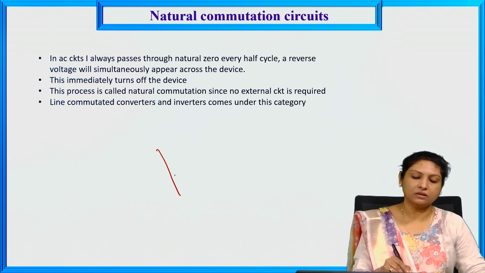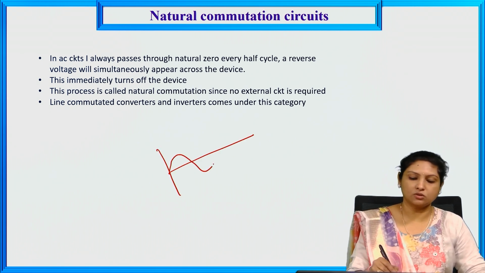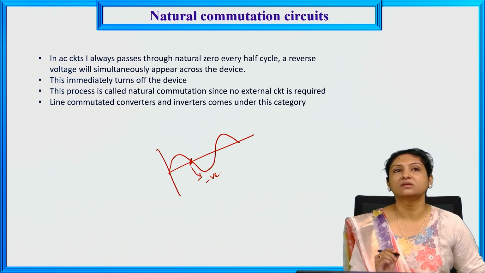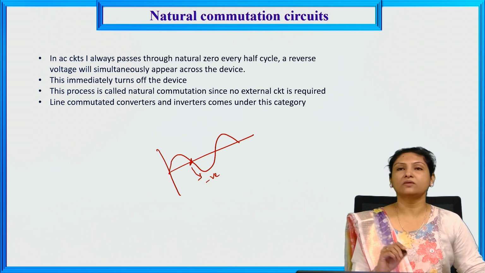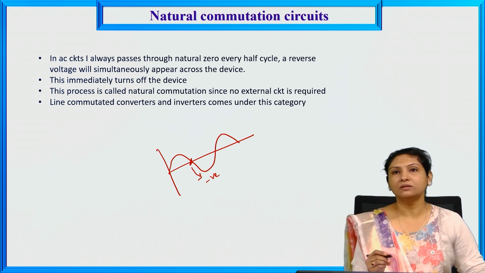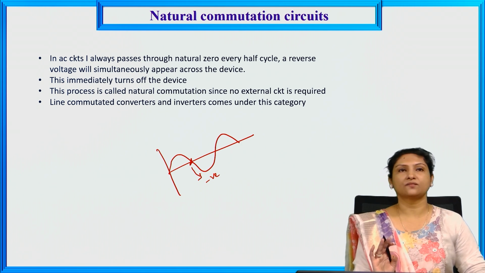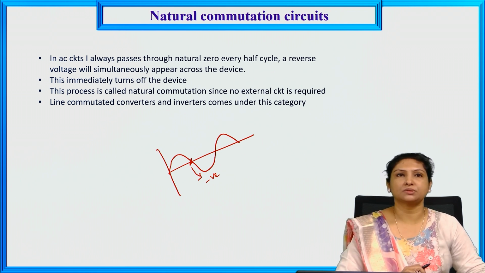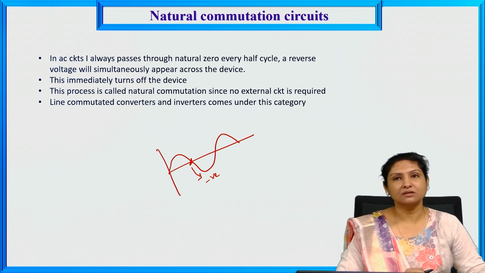See, if you see the AC waveform, which is sinusoidal in nature mostly, it passes through natural zero every half cycle, and immediately after that, the negative half cycle will appear. And whenever this negative voltage is applied, that will appear across the anode of the thyristor and it will be turned off naturally. This immediately turns off the device, and this process is called natural commutation, and this doesn't require any external commutation circuits. And the line commutated converters and inverters usually come under this category.